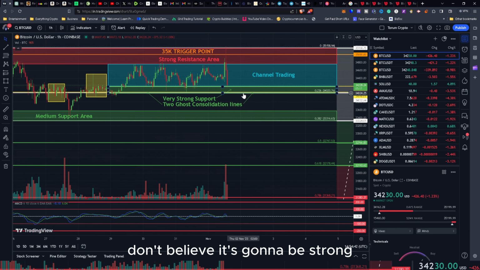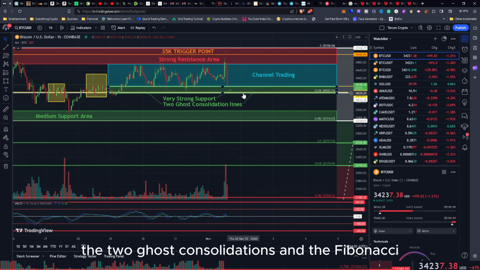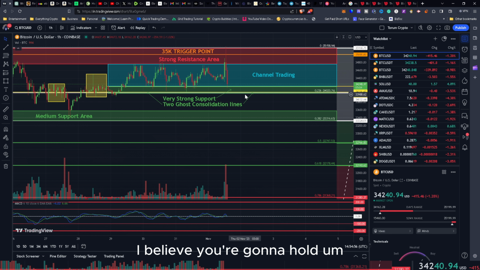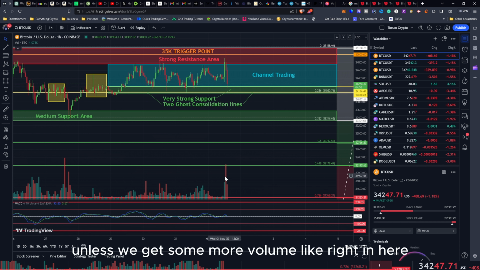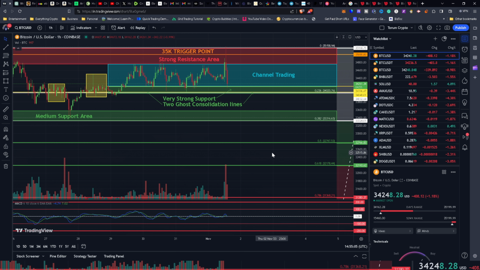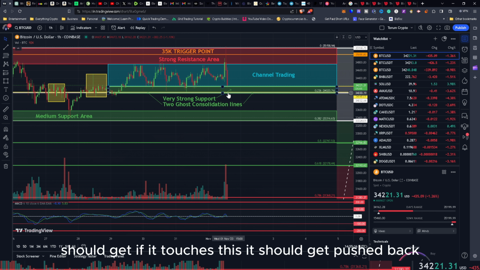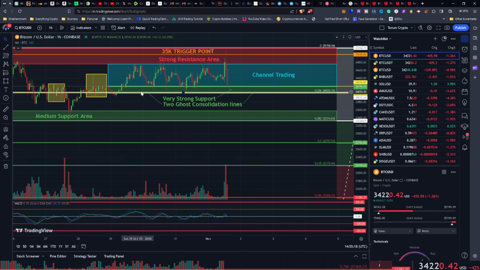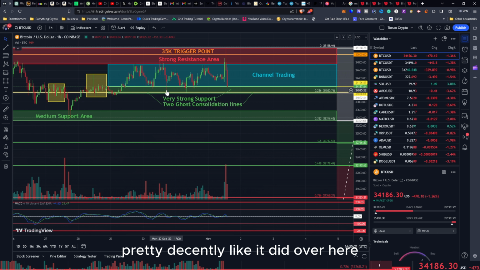Don't believe it's going to be strong enough to crash through the triple threat support area right here. The two ghost consolidations and the Fibonacci, I believe, are going to hold, unless we get some more volume like right in here. This area should hold. So this is only a test. If it touches this, it should get pushed back pretty decently like it did over here.